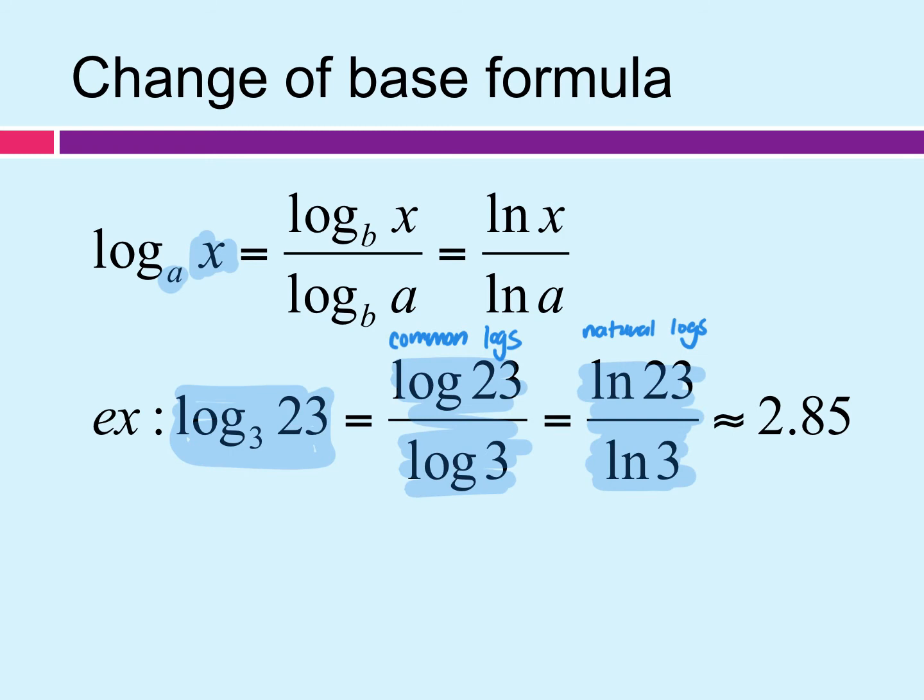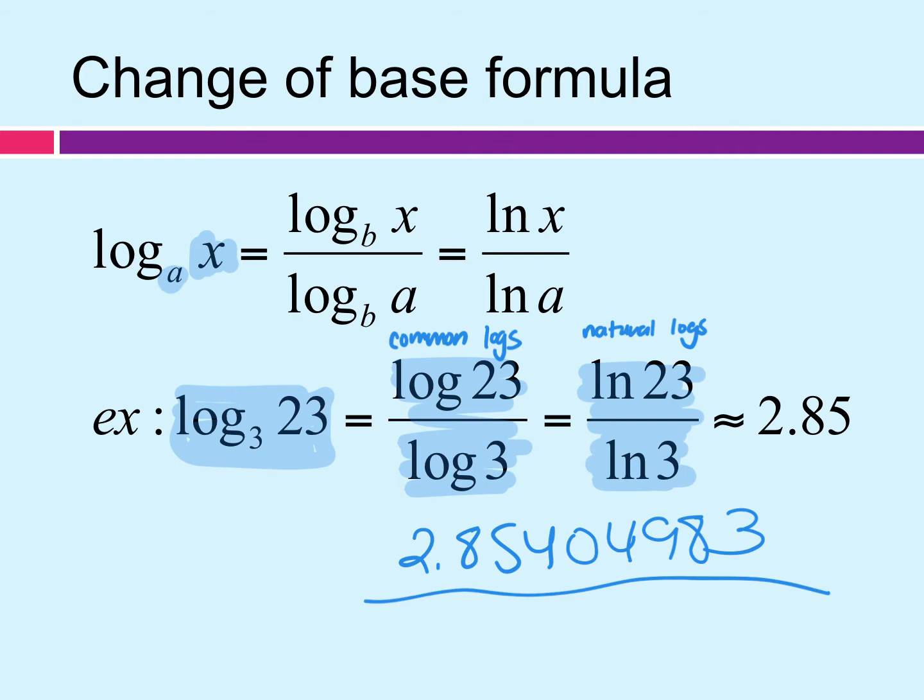So if it was ln of 23 divided by ln of 3, the full number is 2.8504498. But no matter if you do it as log base 10 or ln, you'd get the same answer. Not on all calculators, but mine, yeah. So on the quiz, it's going to tell you to rewrite it as a ratio. So you rewrite it as the ratio, and then you can get it either way.